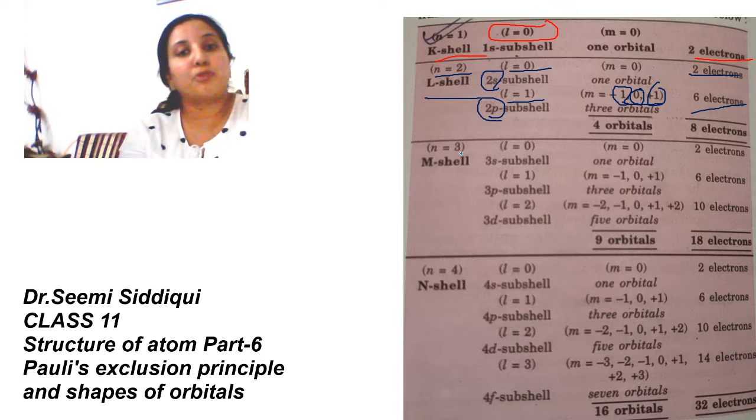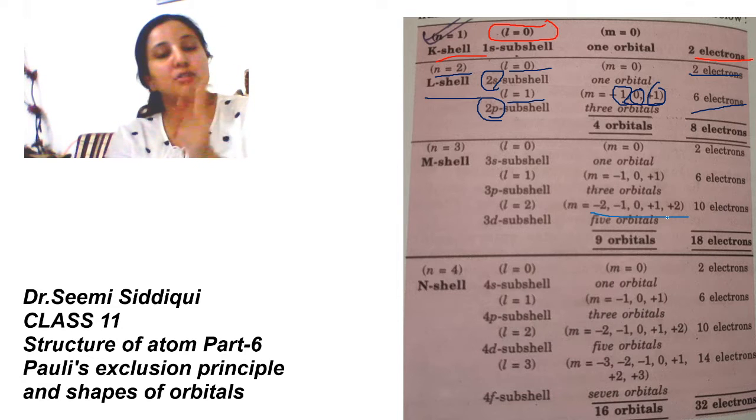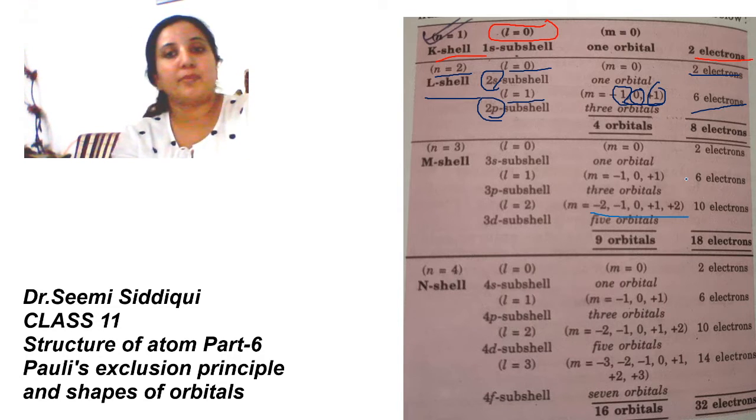n value is equal to 3. So the l value can be 0, 1 and 2. So 3s, 3p, 3d. Now 0 and 1 I have already discussed. Coming to l equal to 2, m can have the value of -2 to +2, that is -2, -1, 0, +1, +2. So 2 plus 2, 4, 4 plus 2, 6, 6 plus 2, 8 and plus 2, 10. Or you can say that it is having 5 orbitals. In each orbital we can have 2 electrons. So 2 fives are 10. Now looking at the total electrons, 2, 6, 10, that is 18 electrons.